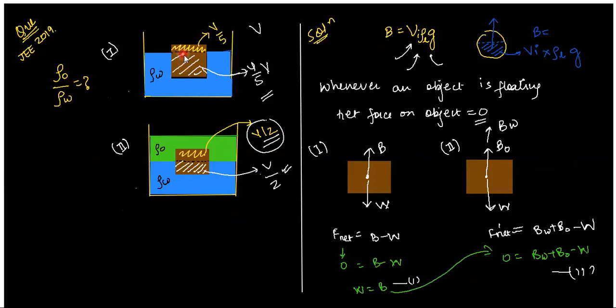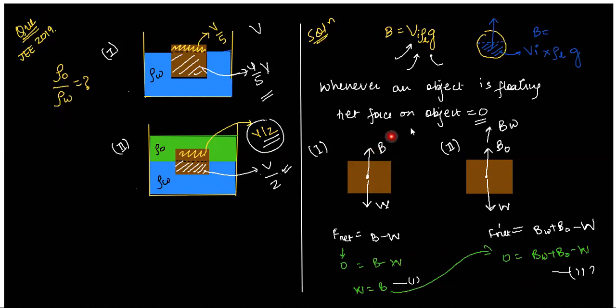We had a solid object floating in liquid. Its submerged volume was given by 4V by 5. Then we poured some oil into it, after which we were told that it is equally submerged in both the liquids. We needed to find out the ratio between density of oil and density of water.